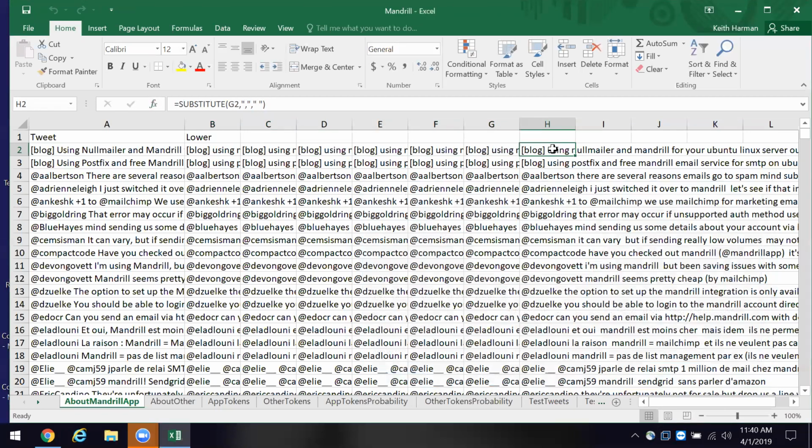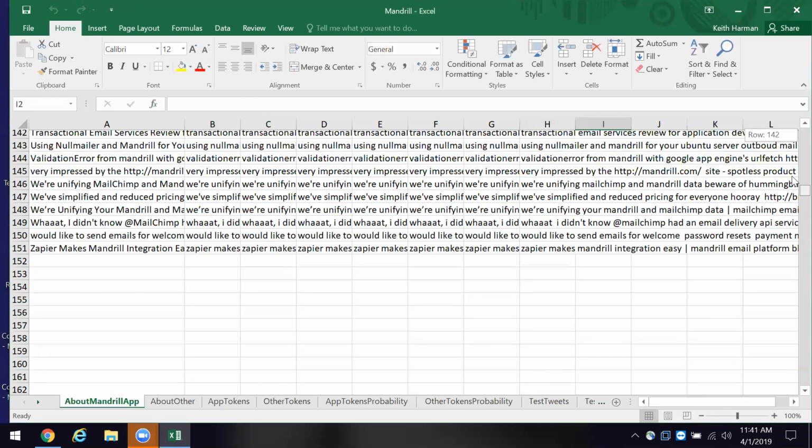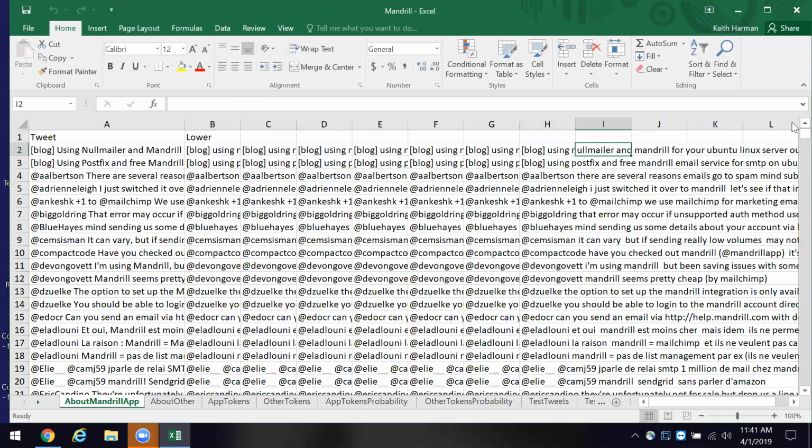Or we're going to work with commas. And then we have the whole entire tweet as it's cleaned up. That's column I. And he's going to do this same process with each of these tweets. And how many is it that they have? He has 150 tweets that are about Mandrill. He has 150 tweets that are not. Okay? And he's basically cleaning those data up.